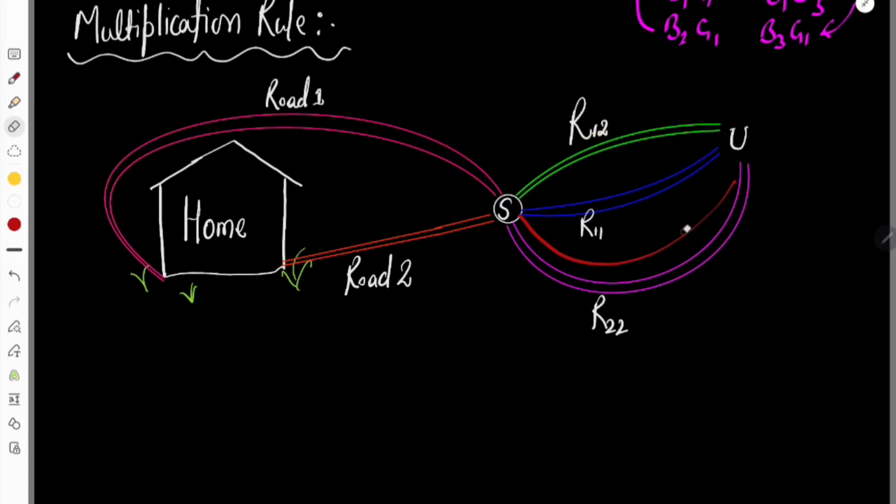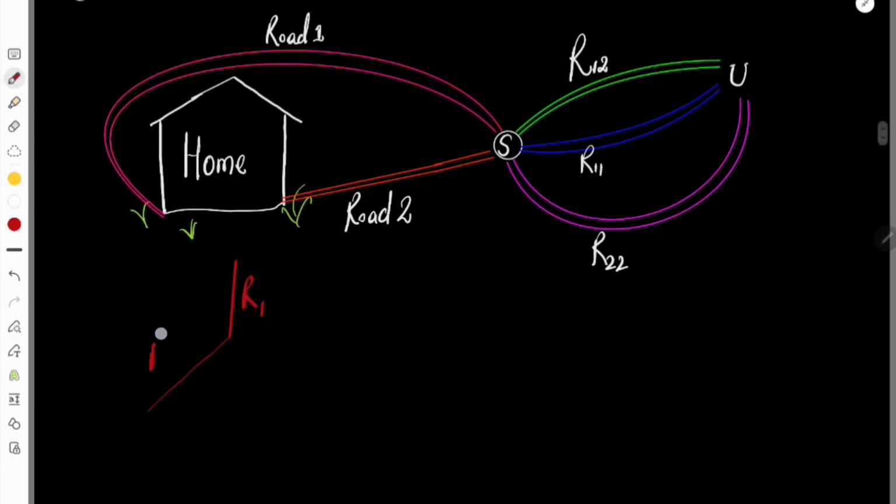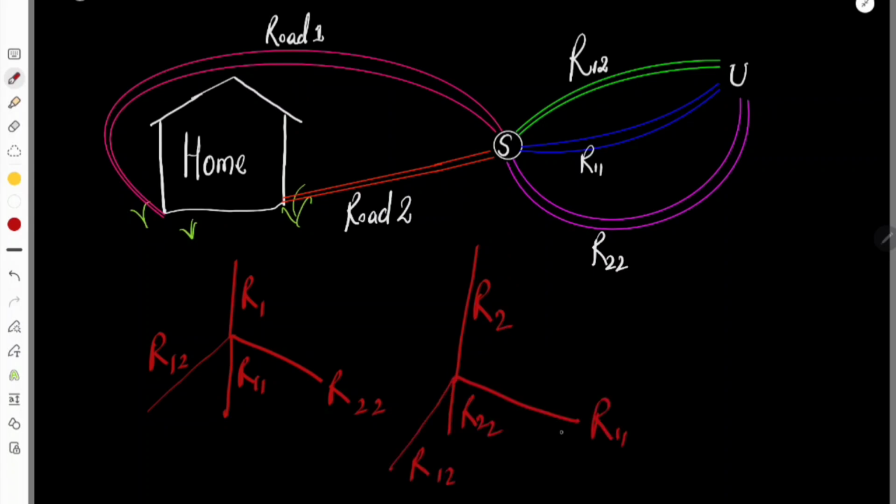Now if the same boy or someone else goes by road 2, he also has the same 3 options after point S to go to point U. Meaning, if I say 3 ways for road 1, it is connected to R12, R11 and the next one. Similarly, road 2 also connects to R12. So this is also 3 plus 3, 6 ways. Actually, here we are applying the addition rule.